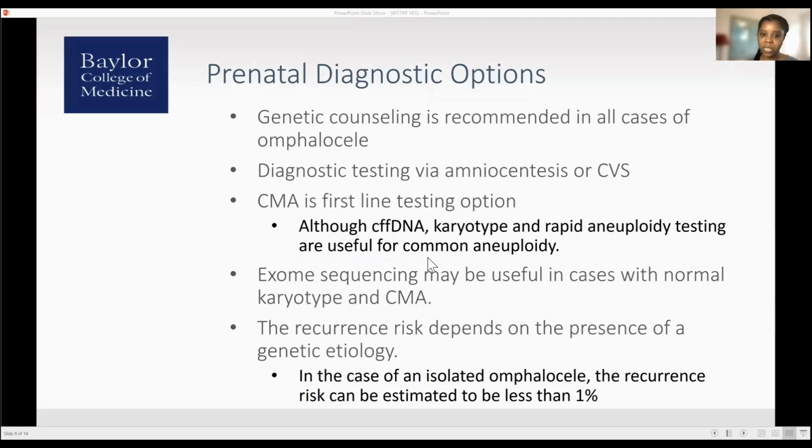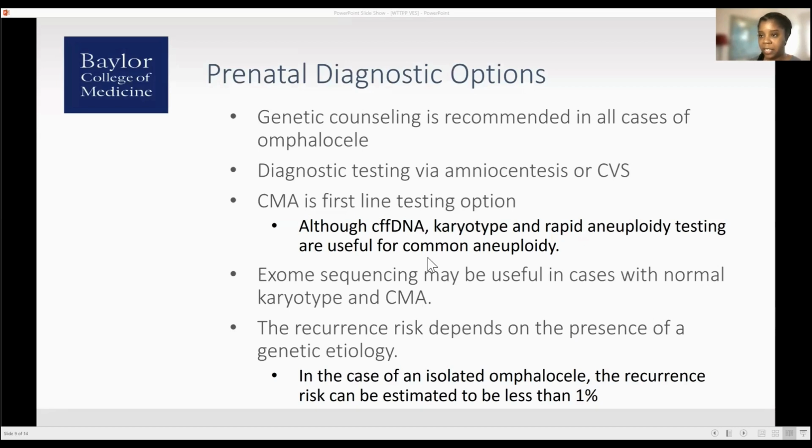The other thing that should be noted is that for conditions like Beckwith-Wiedemann syndrome, which is associated with up to 25% of omphalocele cases, the inheritance mechanisms can be quite complex, and so may not be picked up with just a microarray, and may require multi-tiered testing with a microarray, methylation testing, and sequencing.